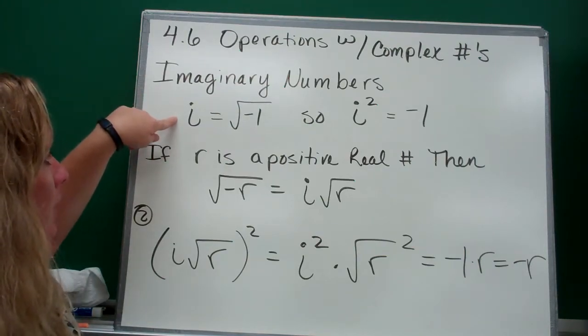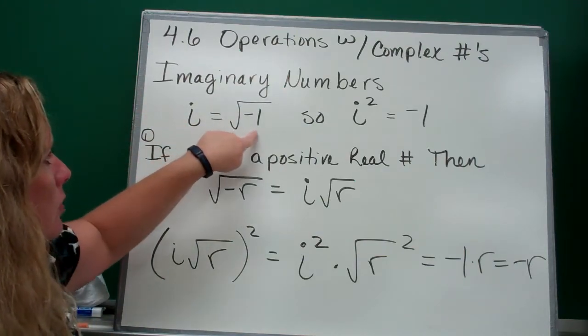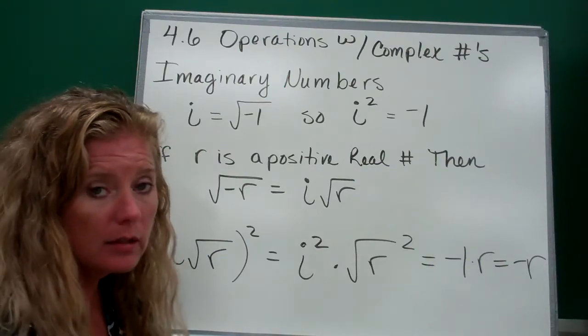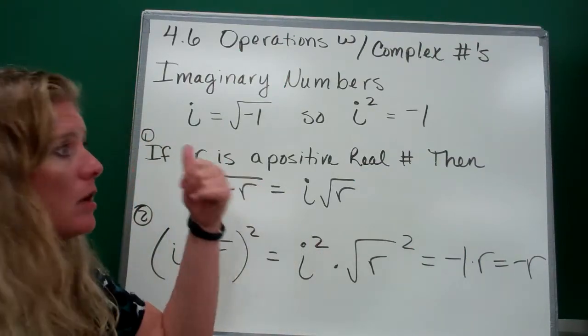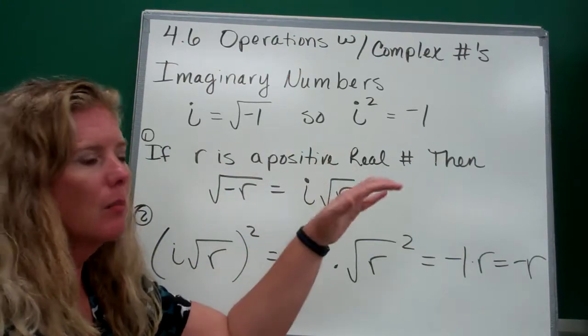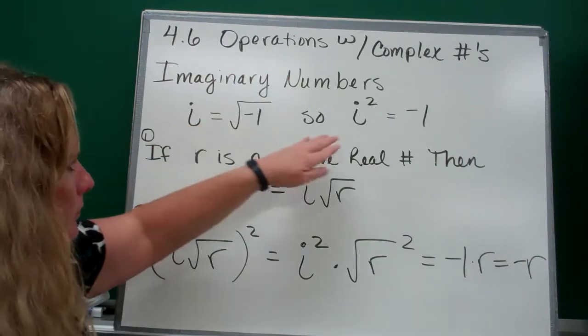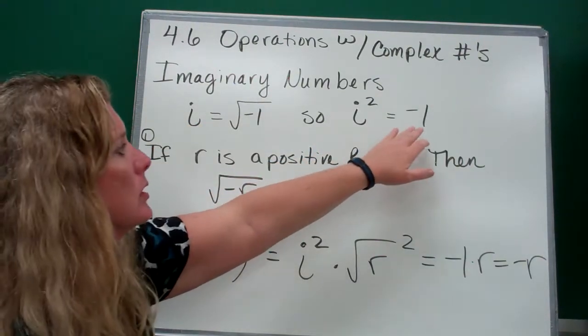i is defined by the square root of -1. Okay, we know negatives underneath the square root are illegal, and this is why, but we can still do it on a different number set. So, if i equals the square root of -1, i squared equals -1.